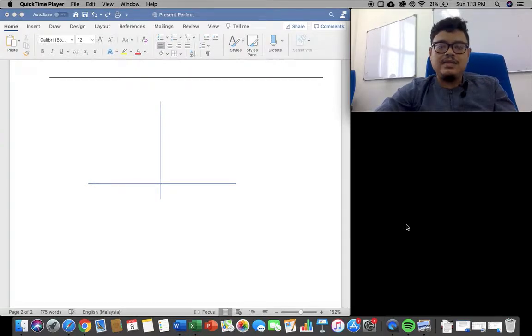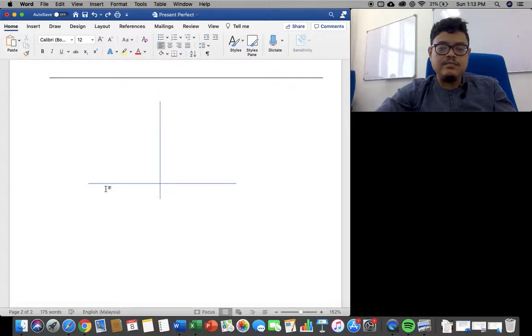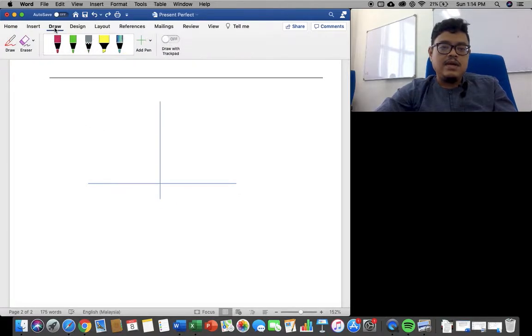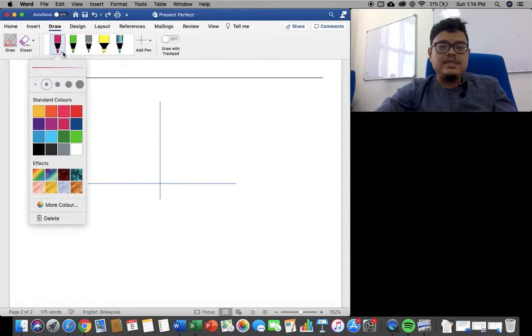Before we begin with the present perfect, let us do some revision of the other tenses that we have already covered so far. Okay, so we have here this graph which is for the past, present, and the future. Now let us look at the present simple.